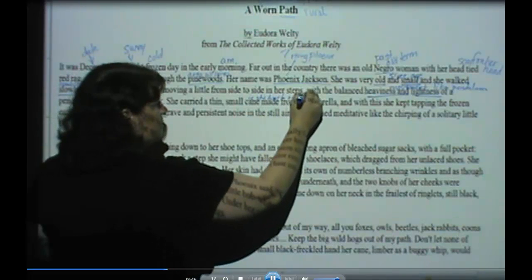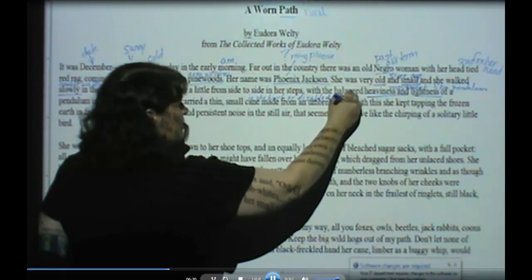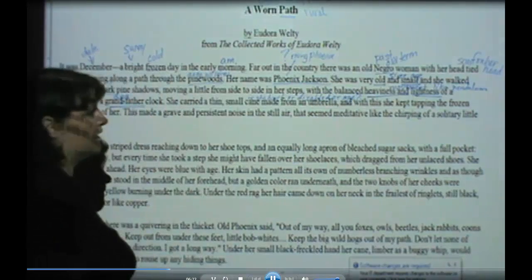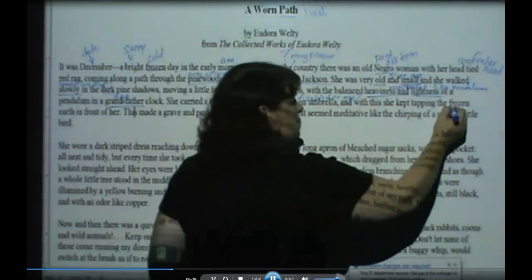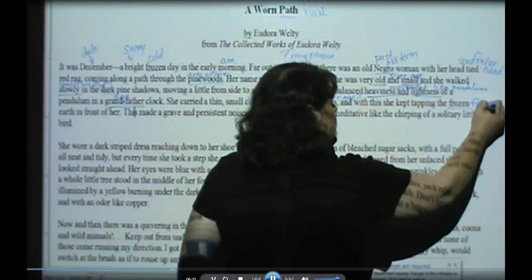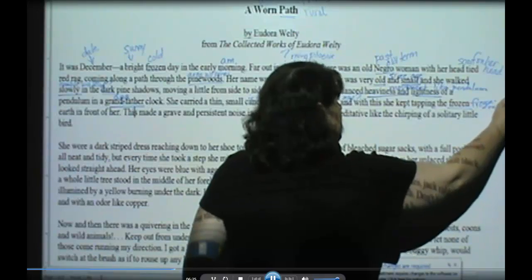or disabled perhaps? Is this age that is causing her to need a cane? And with this, she kept tapping the frozen earth in front of her. Okay, so we have an emphasis here on the frozen. I'm going to say repeat it. It's important that they repeat that detail.